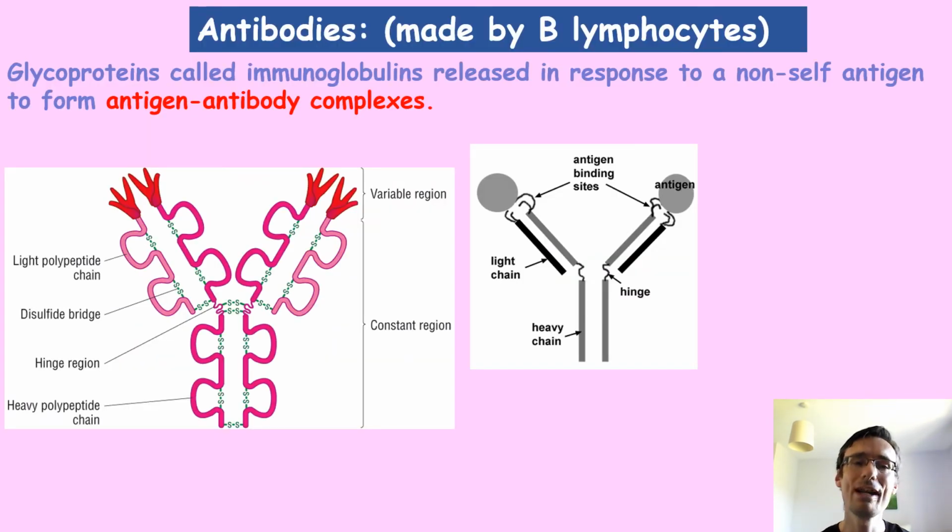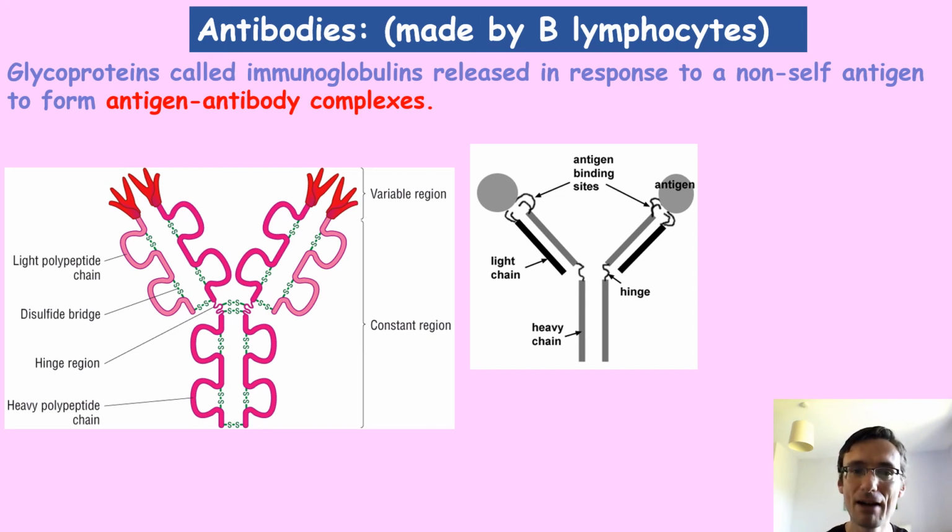Now, what are we actually making? Well, we're making antibodies. These are, as we said, made by the B lymphocytes, by the plasma cells. What are antibodies? They are glycoproteins, proteins that are called immunoglobulins, and they are released in response to a non-self antigen to form an antigen-antibody complex. And you need to know the structure of an antibody in quite a lot of detail in order to answer an exam question on it, because you might be asked how they work or what their structure is.